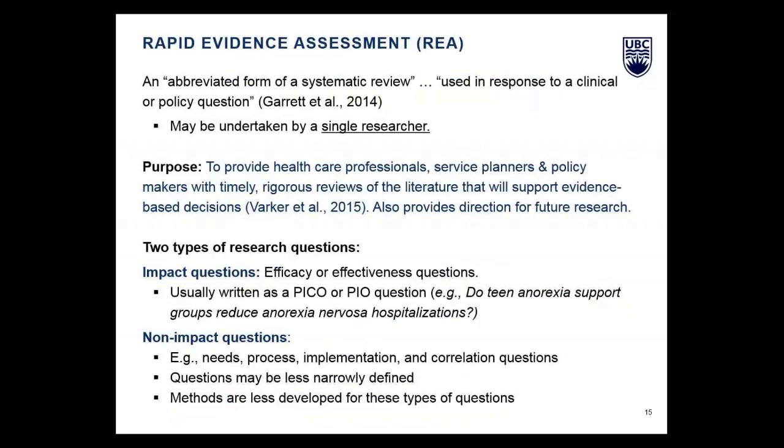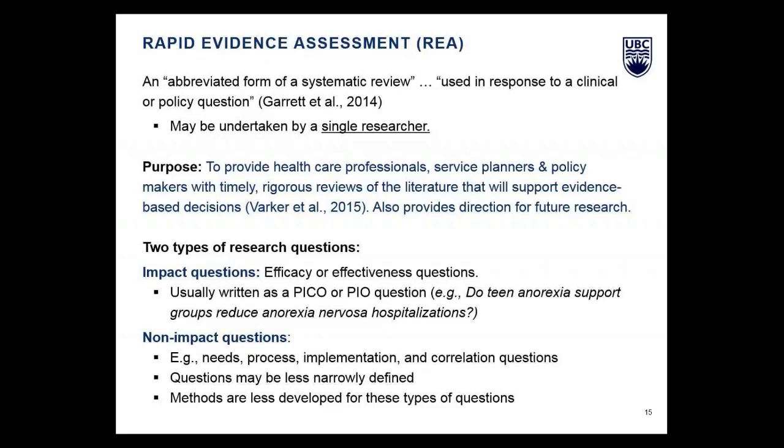Rapid evidence assessment, so we can think about those as an abbreviated form of a systematic review, and they're often used in response to a clinical or policy question. So this is going to have the narrowest research question. So we could say it's to provide healthcare professionals, service planners, and policymakers with timely and rigorous reviews of the literature that's going to support some kind of decision making. There are two types of questions. One are the impact questions, like does a particular intervention work or not, or what type of intervention is optimal.